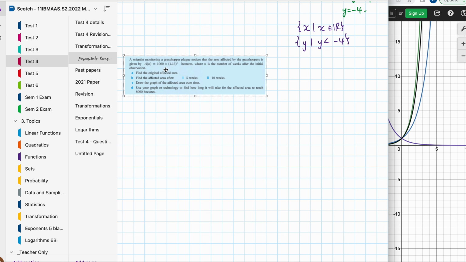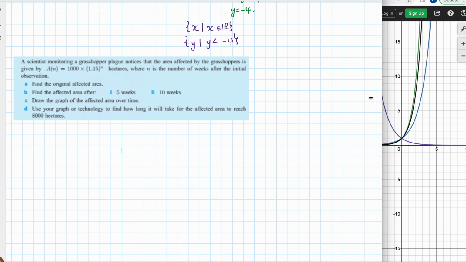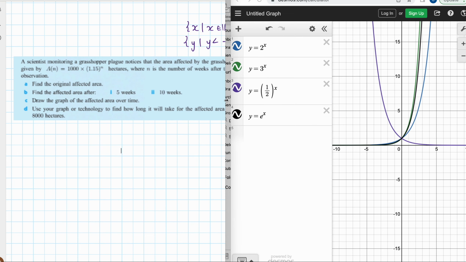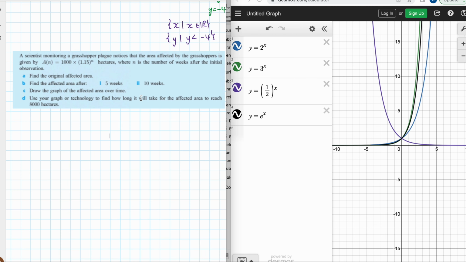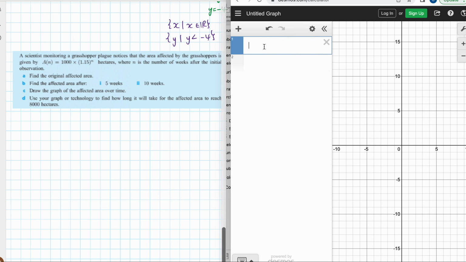Okay, here we go. And we make it bigger. Now, usually this is a calc question as well, so I'm going to use my Desmos over here to help me graph this, and I'll read out the situation as well. A scientist monitoring a grasshopper plague notices the area affected by the grasshoppers is given by this function here. So I'm going to write this out as y is equal to 1,000 times 1.15 to the power of n. Okay. Oh, let's go x, sorry.